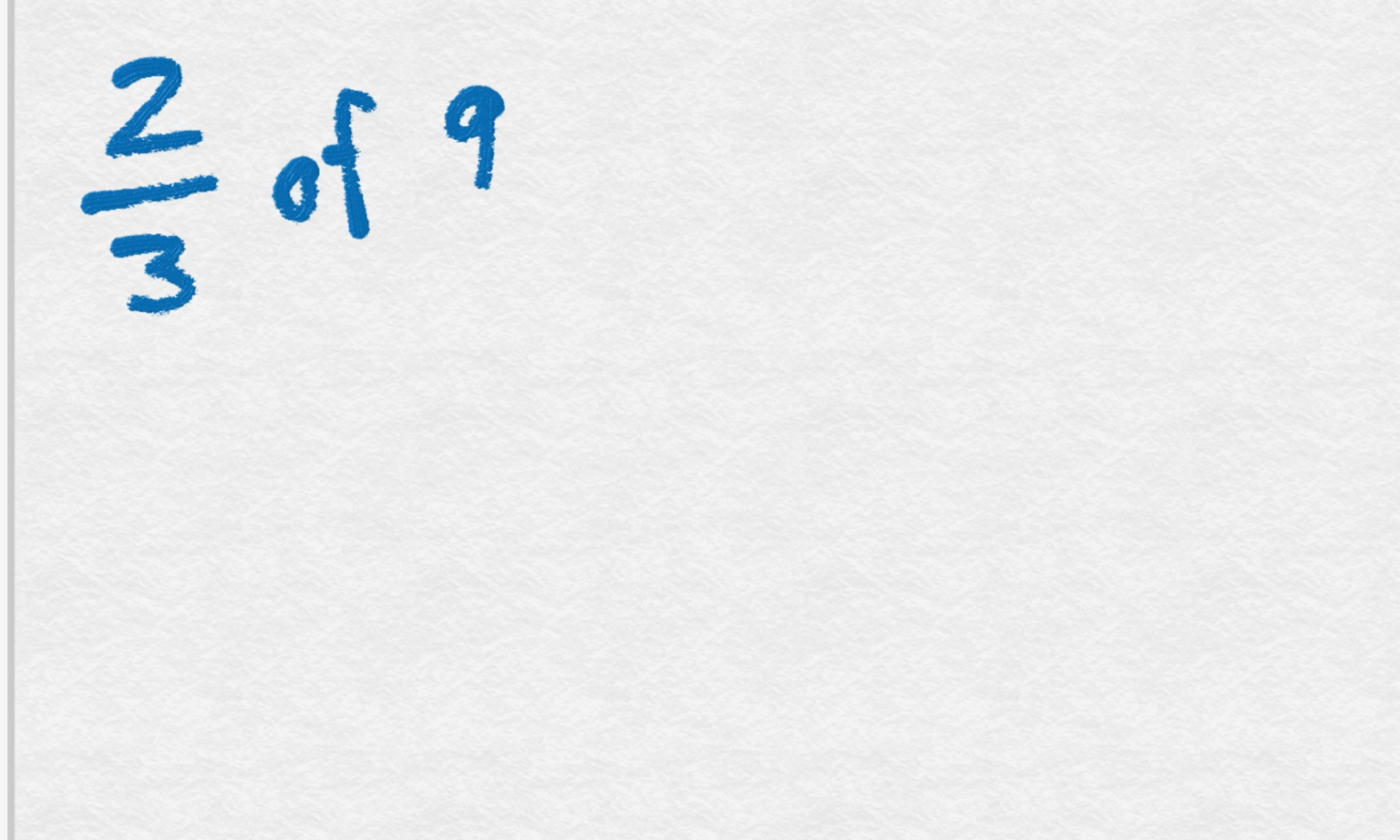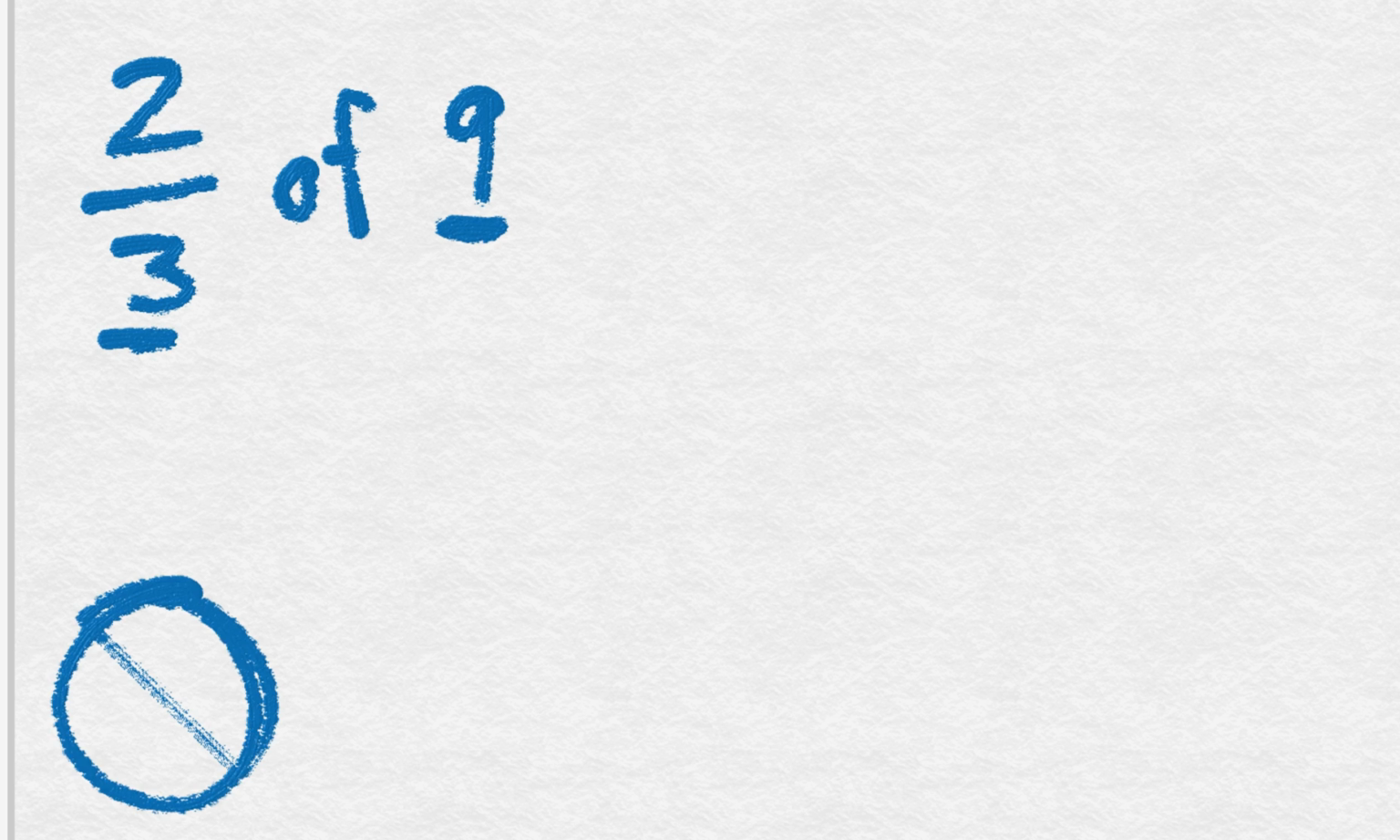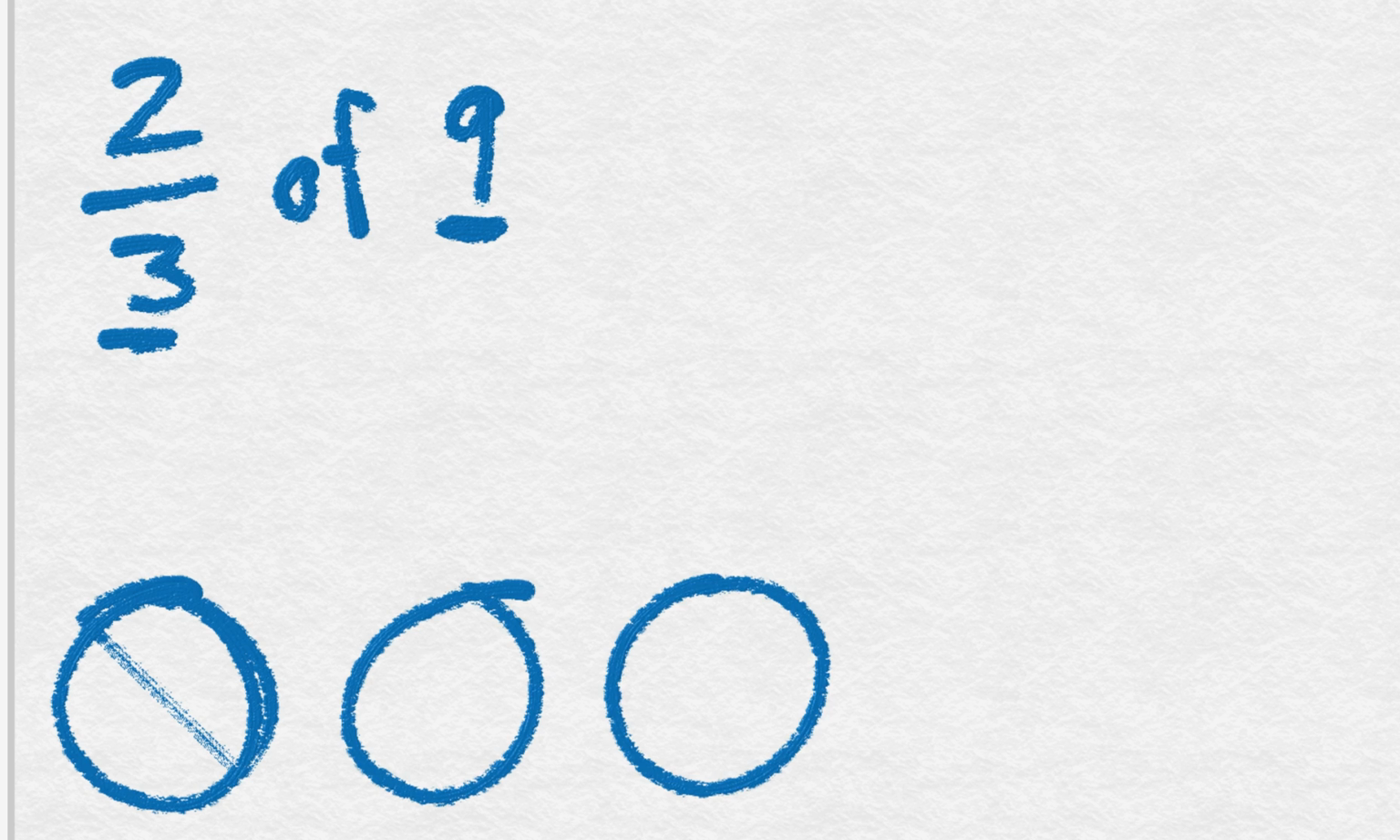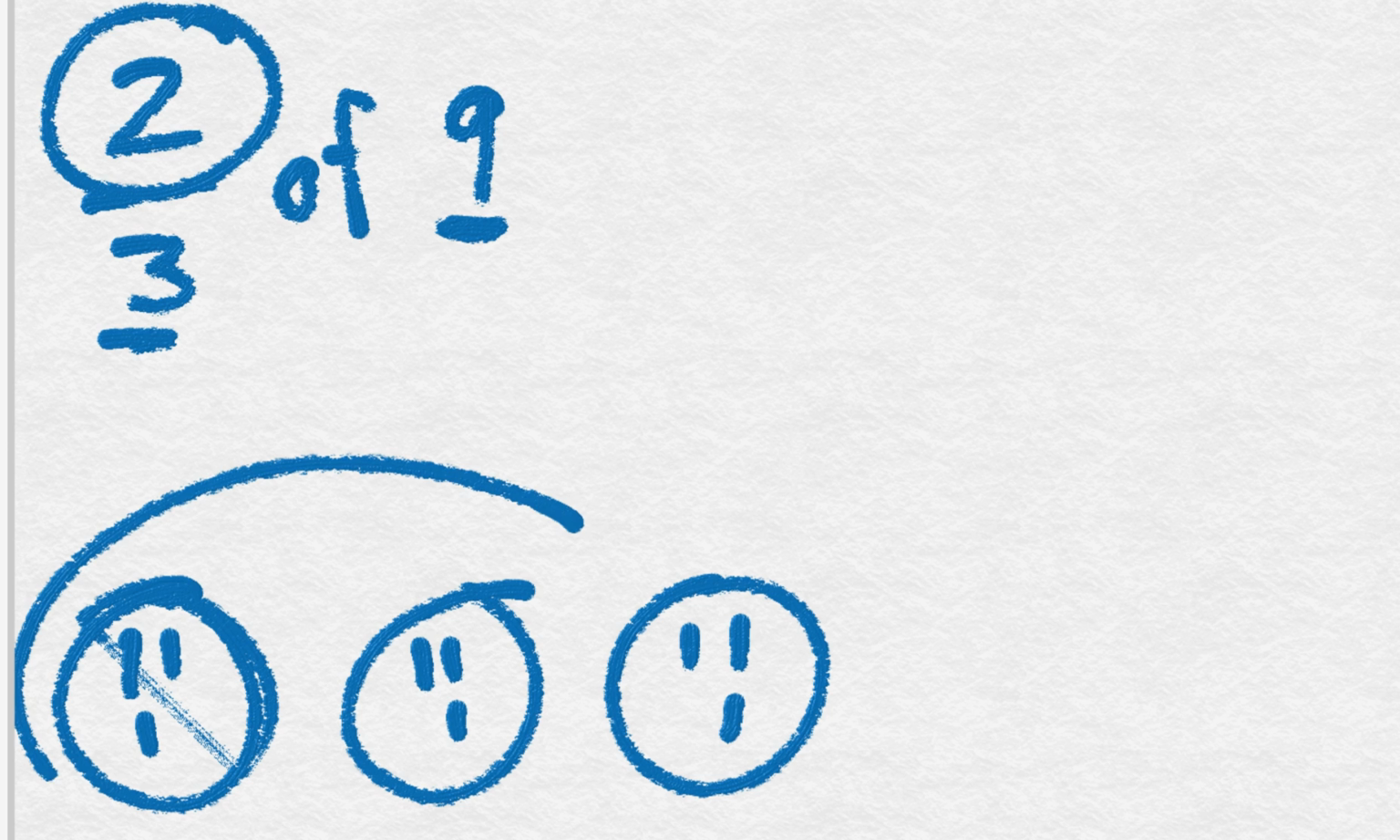So the question is, what is 2/3 of 9? Now if we're drawing it, we've got 9 and we want to share it in 3 groups. So 1, 2, 3, and share out 9. 1, 2, 3, 4, 5, 6, 7, 8, 9. But now we're talking about how many are in 2 groups. So here are 2 groups, and there are 1, 2, 3, 4, 5, 6.